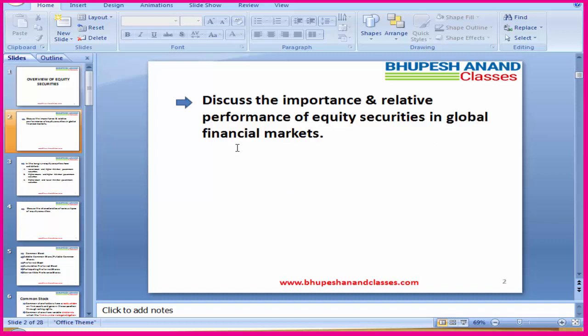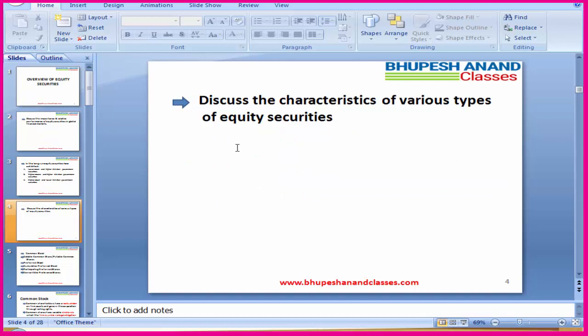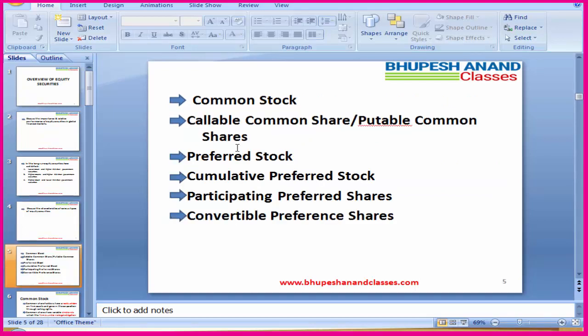Overview of equity securities. I have prepared the PowerPoint slides for you. Discuss the importance and relative performance of equity securities in the global finance market. We have already discussed that overall they have good performance as compared to bond markets and treasury markets. In the long run, equity securities have exhibited higher return and higher risk than government securities. Now the different characteristics of equity securities: we will be discussing 7 types: common stock, callable common shares, putable common shares, preferred stock, cumulative preferred stock, participating preferred stock, convertible preferred stock.